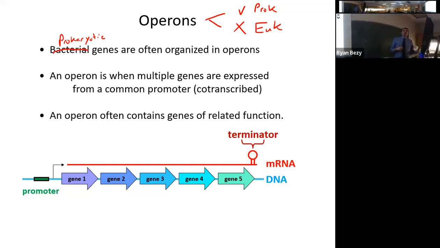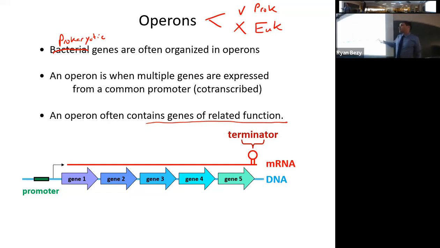Now, one important note is an operon often contains genes of related function. So typically, whatever genes are in this operon, they're all dedicated to the same general process. So maybe, as an example, these are all genes or enzymes involved in glycolysis. So maybe gene number 1 codes for an enzyme that's in one of the steps of glycolysis. Gene number 2 codes for an enzyme that's in maybe a different step of glycolysis, so on and so forth. But maybe they're all involved in glycolysis.